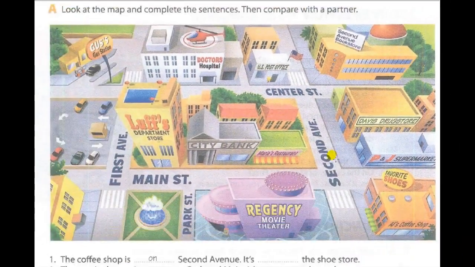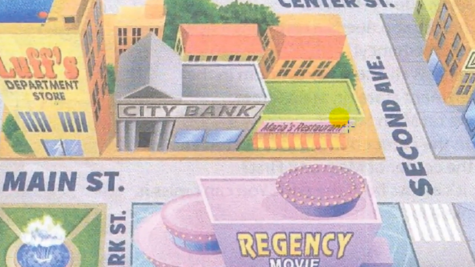3. This place is on the corner of Main Street and 2nd Avenue. It's next to the bank. It's across from the movie theater. This is Maria's restaurant. 3. Maria's restaurant. 1. City Bank, the bank.